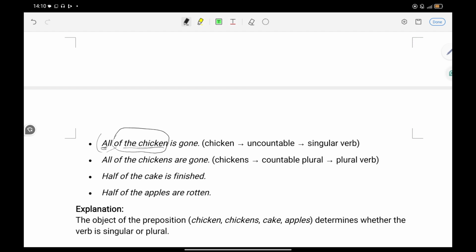Same thing with "half of the cake is finished." It is cake, so it is "is". If it was cakes, I guess it would be "are". Half of the apples are rotten. Apples, plural, "are".